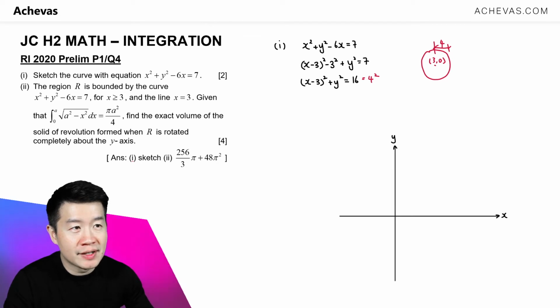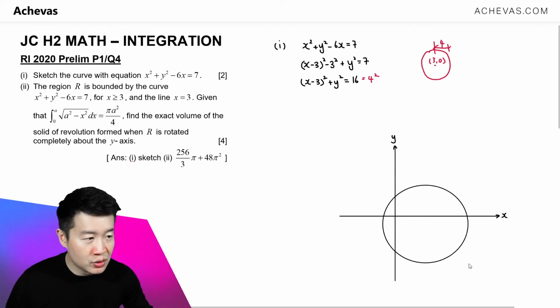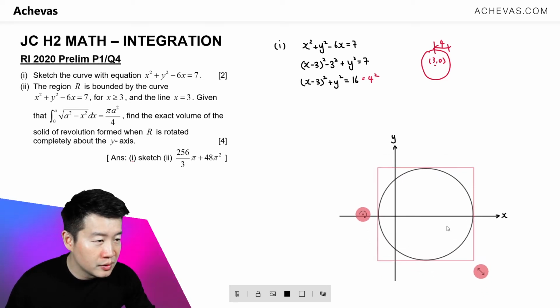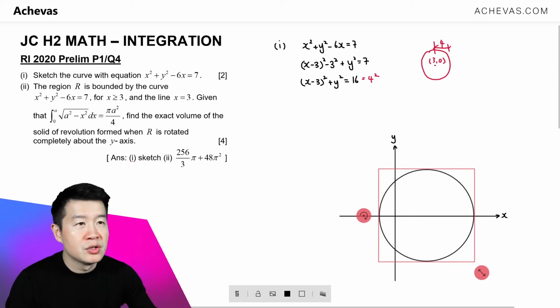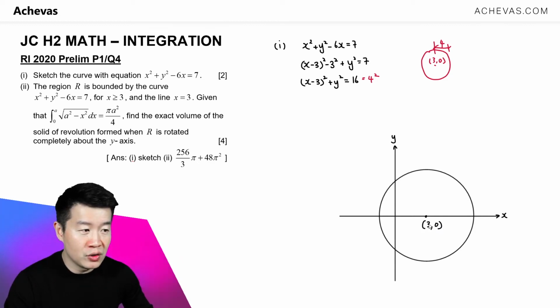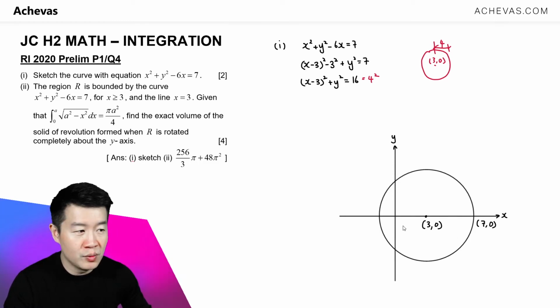So let's try to sketch this circle. For this circle, let me position it here. I know that its center is at (3, 0). And because the radius is 4, 3 plus 4 is going to be (7, 0), and 3 minus 4 is going to be (minus 1, 0).